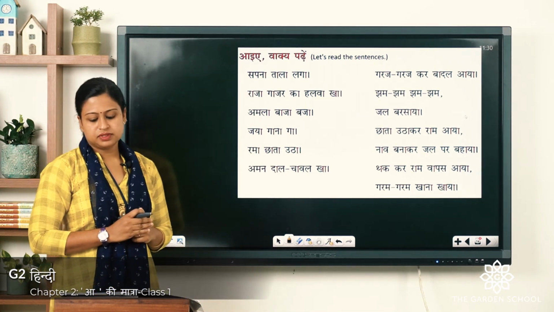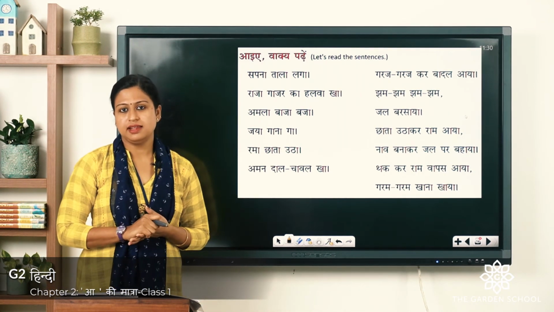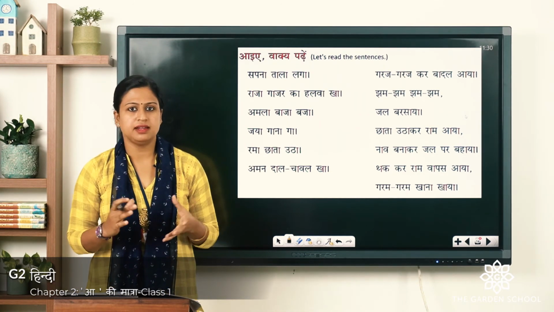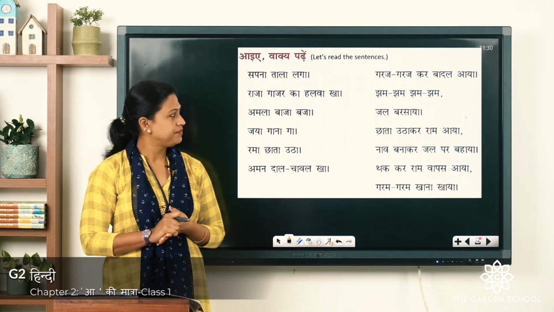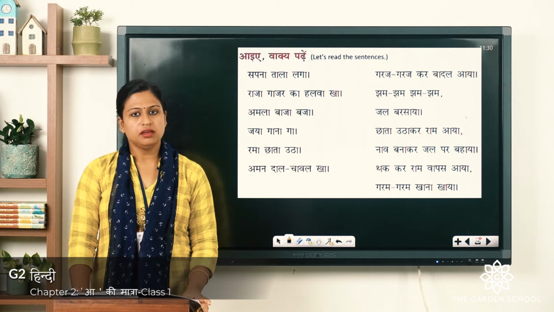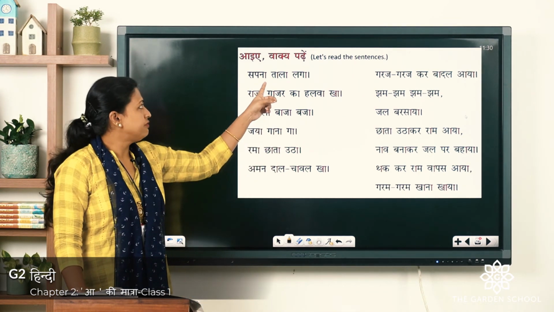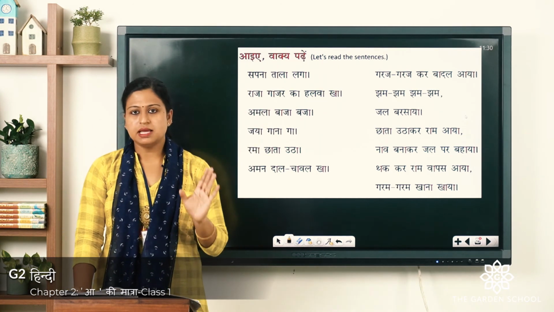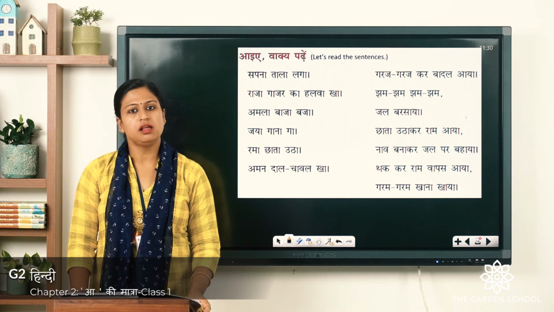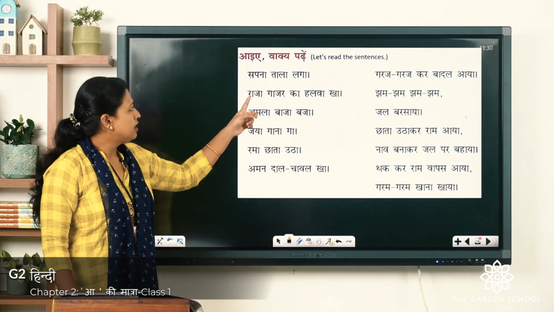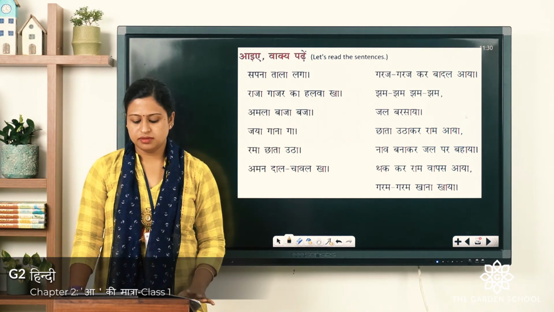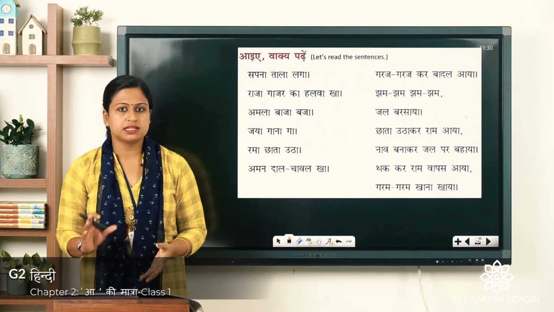Next, let's read the sentences. Aaiye vaakya padhein. Vaakya means sentences. So the first sentence is, Sapna taala lagaa. Here you can see the use of the Aa symbol. Sapna taala lagaa. That means Sapna put the lock. Next one is, Raja gajar ka halwa khaa. Raja ate the carrot halwa.